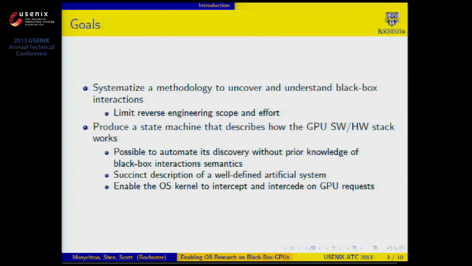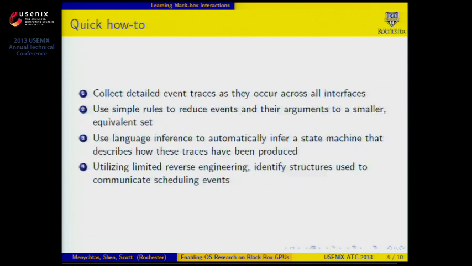And last, if we are able to enable the operating system kernel to intercept and intercede on scheduling-related events, we should be able to enable scheduling of GPU requests. By GPU requests here, I mean the set of operations that run on the GPU entirely uninterrupted. And this is the minimum schedulable entity that we care about from the system's perspective.